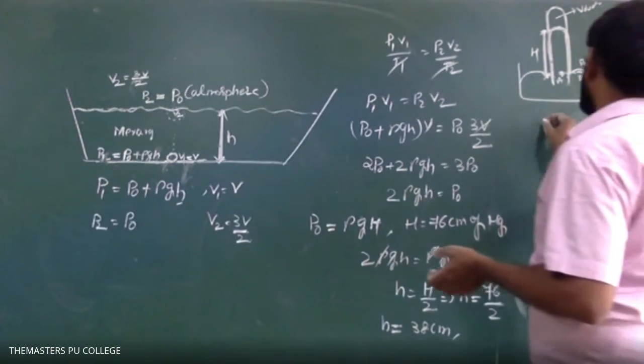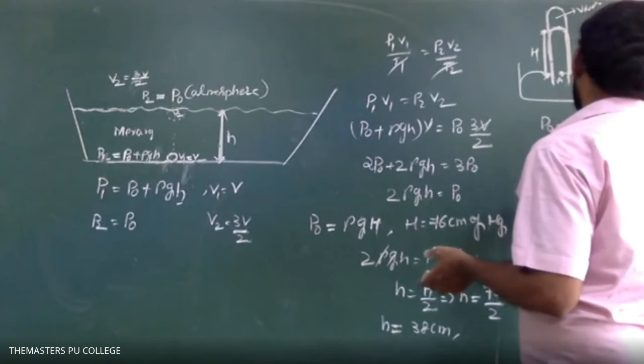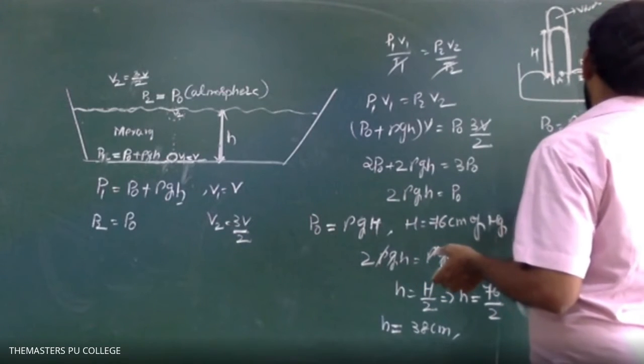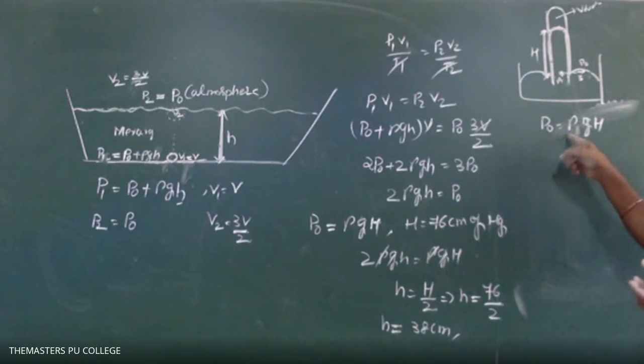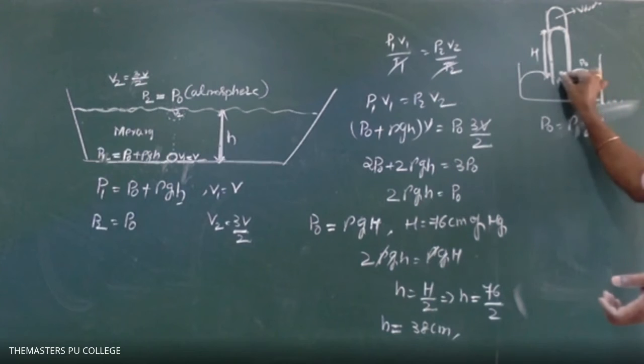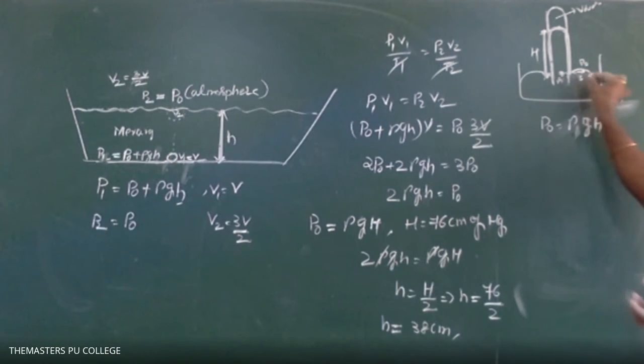So then atmospheric pressure P0 equals rho g h. Here rho stands for the density of mercury and h is the height of the mercury column. So it means that these two points, mercury. How can we measure the atmospheric pressure?